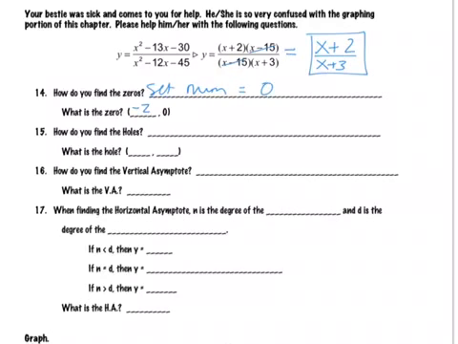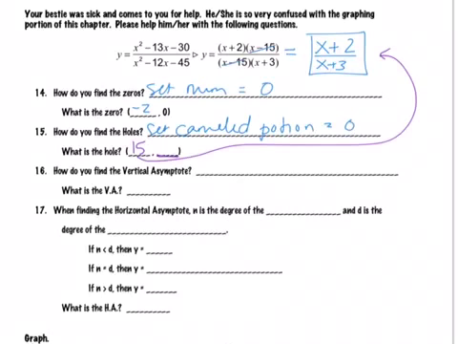How do you find your holes? You set the canceled portion equal to 0. So I look up here, and I'm like, oh, this is the part that canceled. So I set it equal to 0 to find my x, and that would be 15. Then to find my y portion, I substitute 15 in here, and I'd get 17 over 18. I'll write that a little bit better.